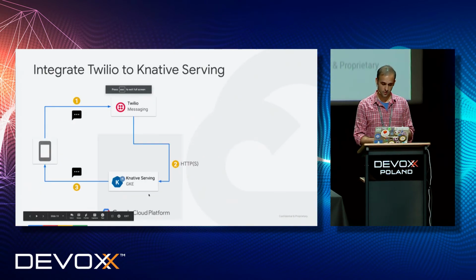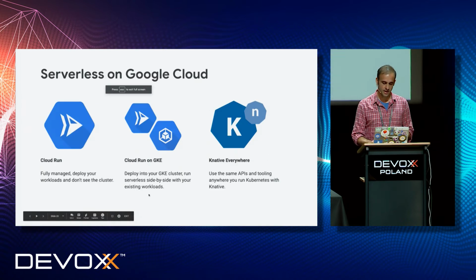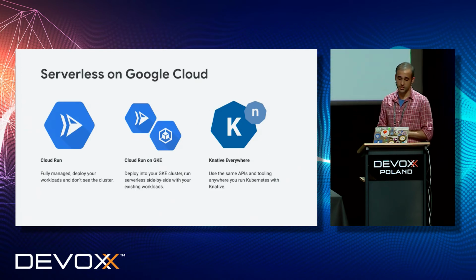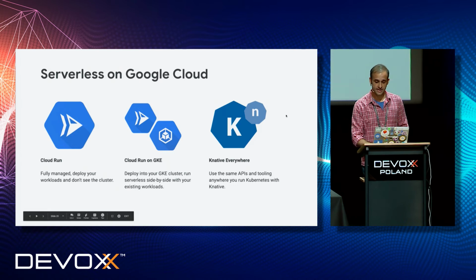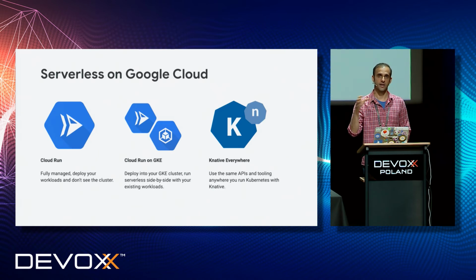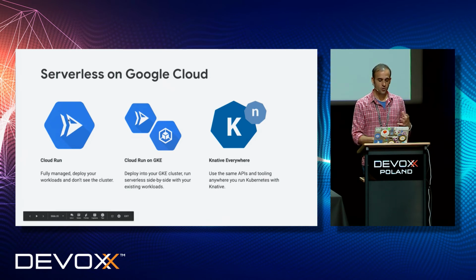All right, so that was this, basically. And now what I want to mention is that so far what we looked at is Knative everywhere. So all of this will work anytime you have Kubernetes. It doesn't matter where the Kubernetes is running, so it will work as long as you install Knative and Istio. But if you're on Google Cloud already, you wouldn't use Knative as is. You wouldn't install it yourself.